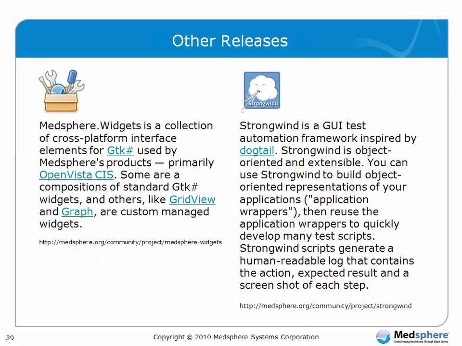And then lastly, I mentioned the tools. We have some tools that were released. This is one of the widget toolkits that we used on CIS, was released and is used in some other applications, as well as Strongwind, which is a testing suite that we used internally to automate some of the testing of CIS. That's been picked up by Novell, and they use that pretty extensively on some of their projects.